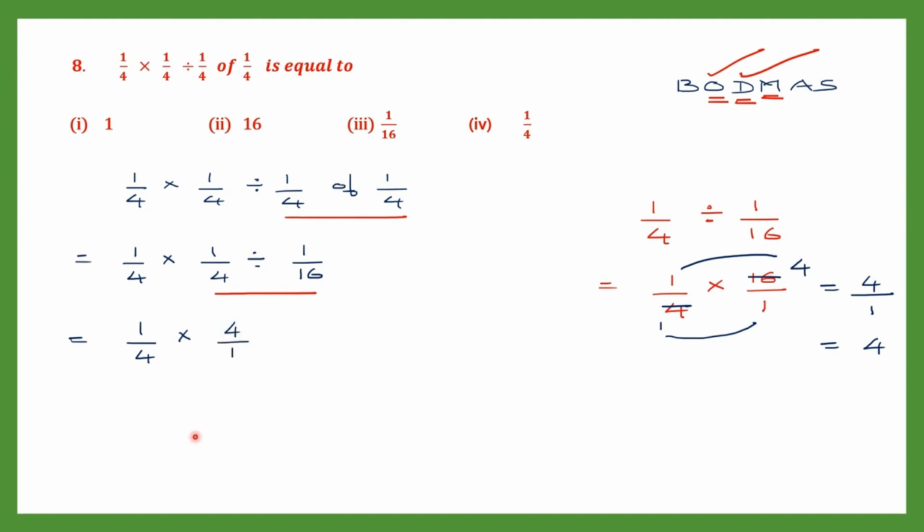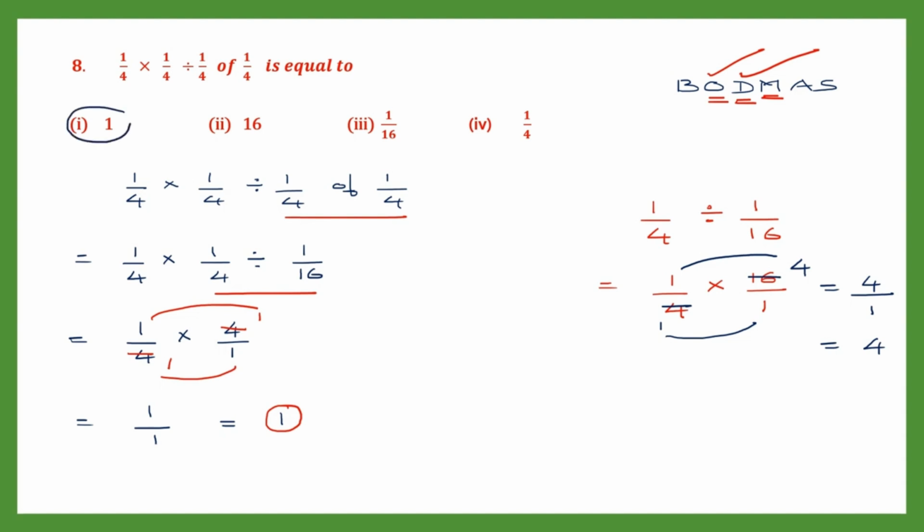Now here again this becomes multiplication. We can cancel. I can cancel 4 and 4. That is 4 ones are 4, 4 ones are 4. That's it. Now multiply. 1 ones are 1. Here also 1 ones are 1. So in the numerator we have 1. In the denominator we have 1. When both are the same, our answer is equal to 1. So this is our answer, and that is option 1, the first option.